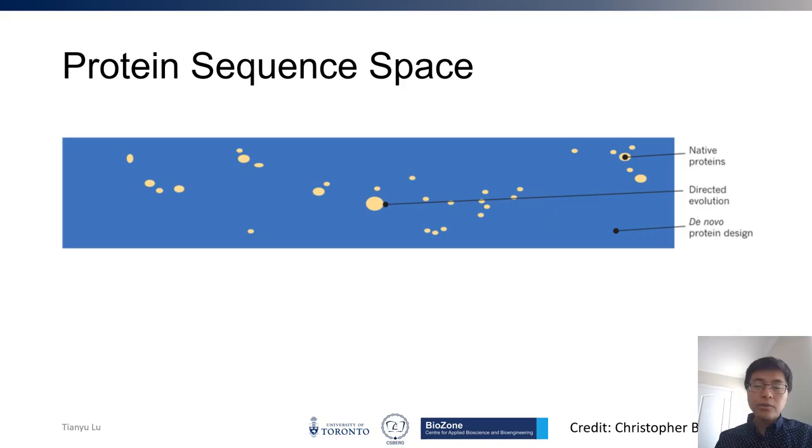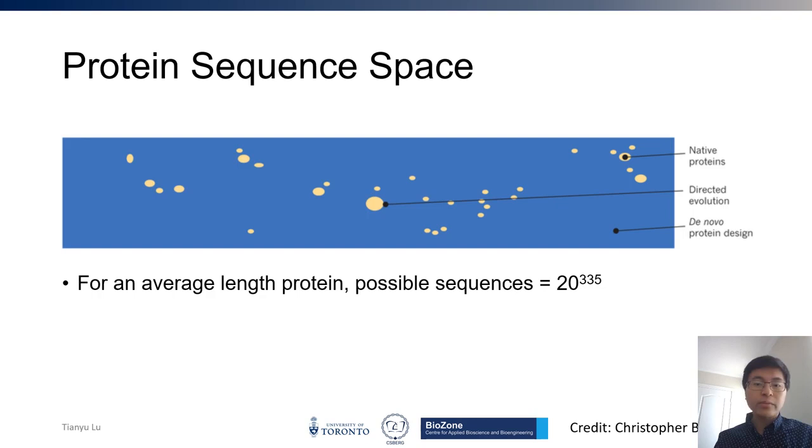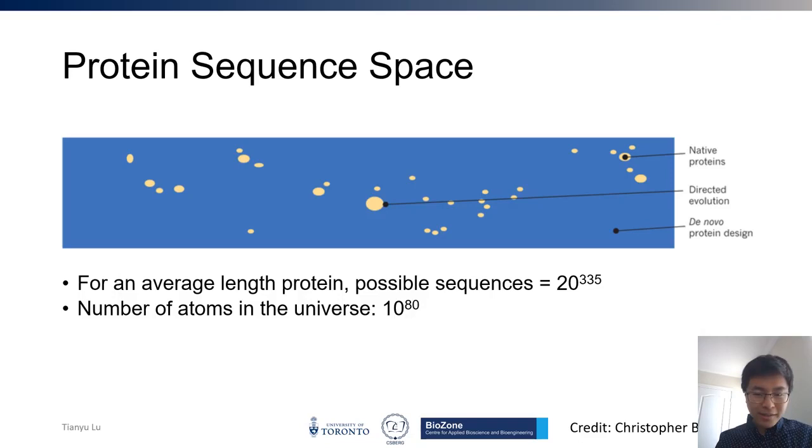So if you think of this combinatorically, at every position you have 20 possible amino acids, and if you have a protein that's, say, 335 amino acids long, then you have 20 times 20 times 20 all the way to 335. An average length protein is actually 335 amino acids. The number of atoms in the universe is 10 to the 80, just to give an idea of where that number is at.